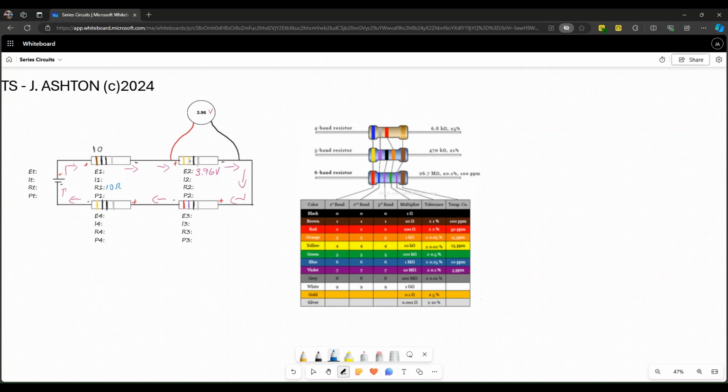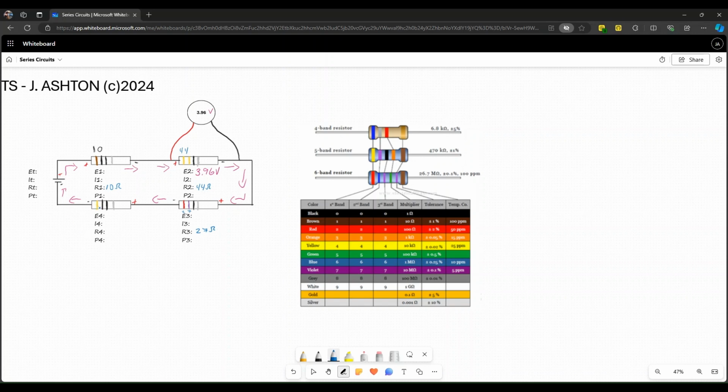Okay, next one. We have yellow, yellow, black. Well, yellow represents 4. So I know I have a 4, 4. And then my multiplier is black, which represents 0. So I will add no zeros after those first two numbers. This equals 44 ohms. R3 is a red, violet, black. Well, I have a 2. Kind of hard to see. Violet is 7. Black is 0. I'm not adding any more zeros to this. So R3 is 27 ohms.